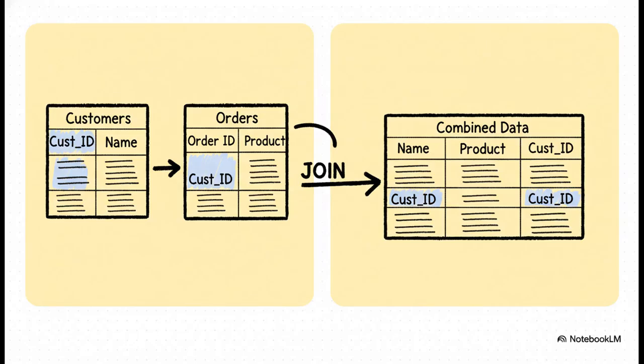This is where SQL just absolutely shines. On the left, you've got two totally separate tables. But using a simple SQL command called a join, you can instantly create the view on the right, a single unified report that shows you exactly which customer bought which product. This isn't just data anymore, this is intelligence.